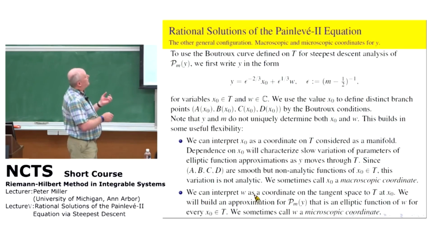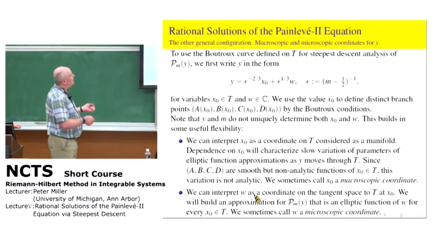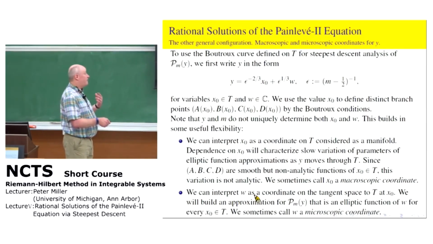but it will be handy for us because we can use different formulas that depend differently on x naught and w in order to interpret some features of the asymptotics. So for instance, we can interpret x naught as some sort of coordinate on T considered as a curved manifold. And dependence on x naught is going to characterize the slow variation of the parameters of our elliptic function as y moves through the triangle.